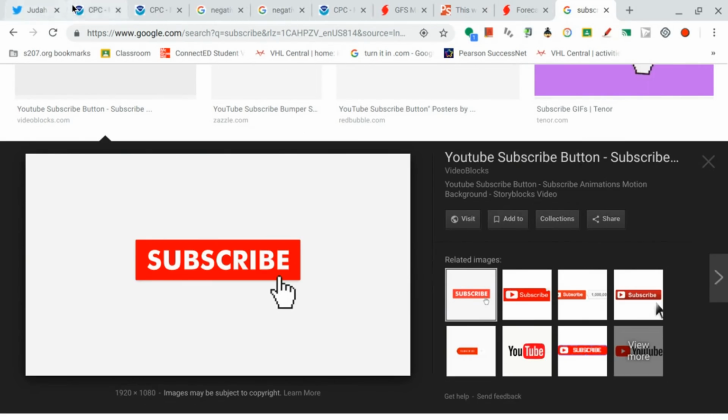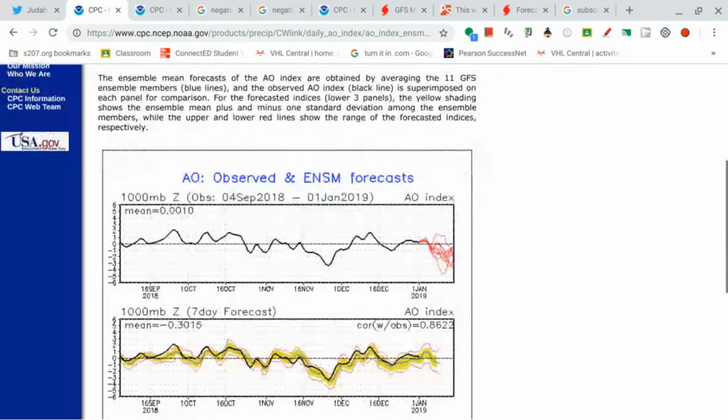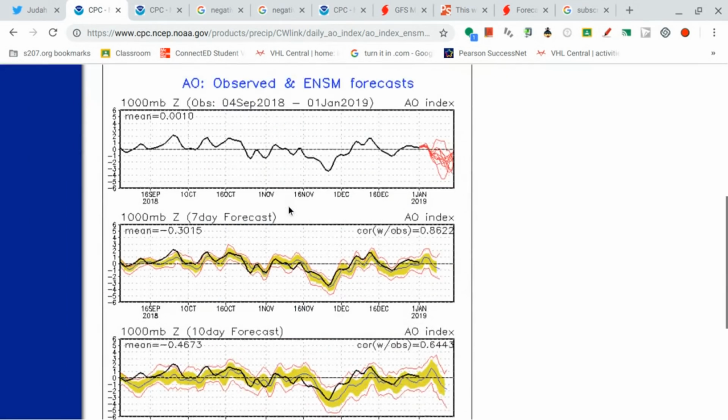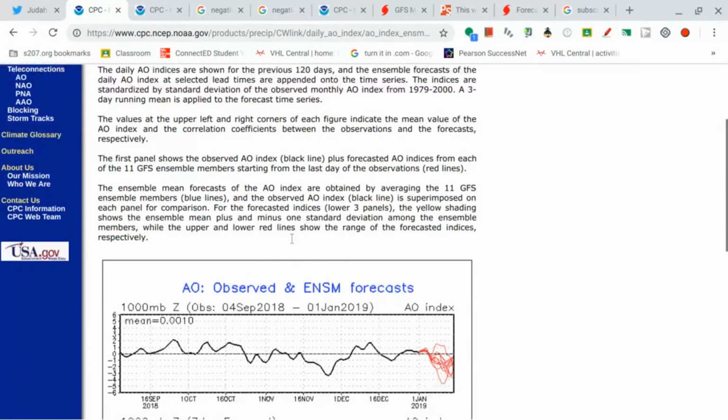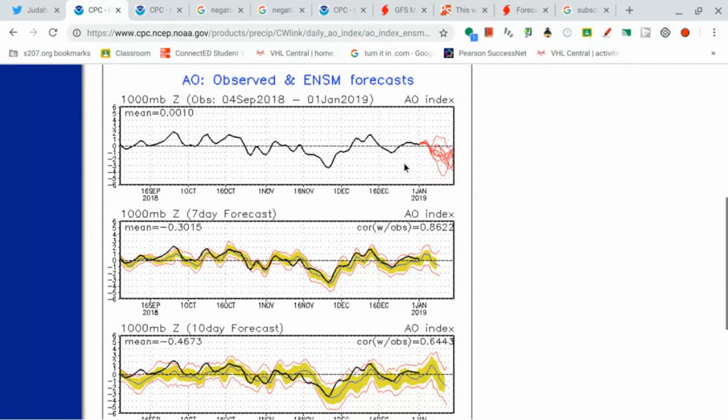So the first thing I'd like to look at is the CPC Climate Prediction Center's teleconnection forecast. This is the ensemble forecast of the AO, which I'll explain in just a minute. You can see that the AO index will be going into the negatives over the next couple of days and weeks. In the beginning part of January, the first couple of days, it may stay above, but then it just crashes. One model has it going a little bit up and then crashing, but that's just one outlier. Most models have it crashing.